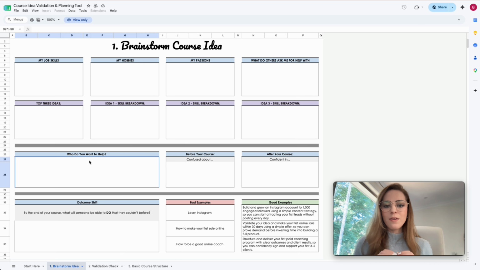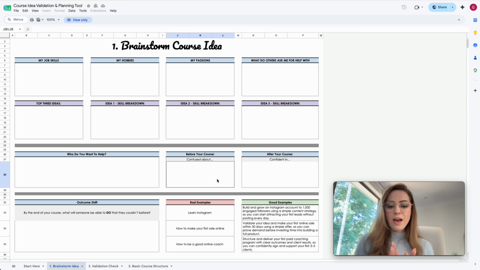Using this one here, before your course, you're going to get into the mindset of your learner. So, what are they confused about before they have completed your course? This is an important step because it solidifies in your mind who you are developing this for and will also help you unlock key topics and skills that will assist with your brainstorming or your course development later on.